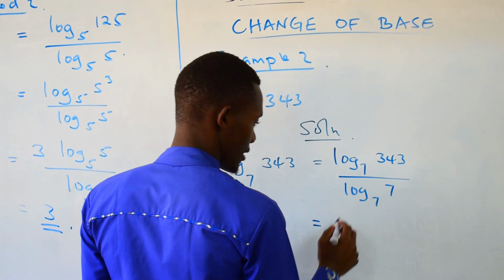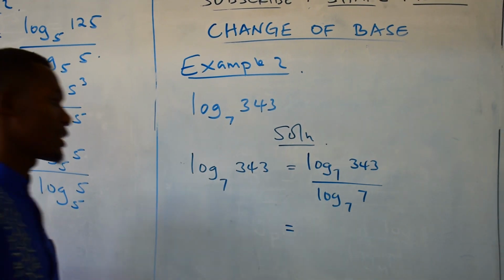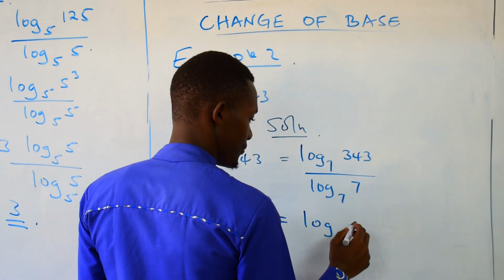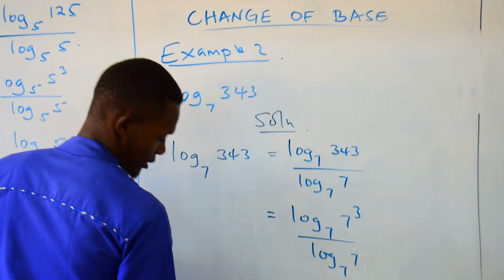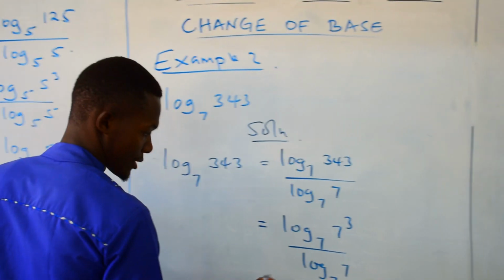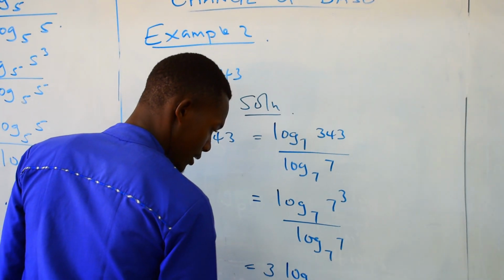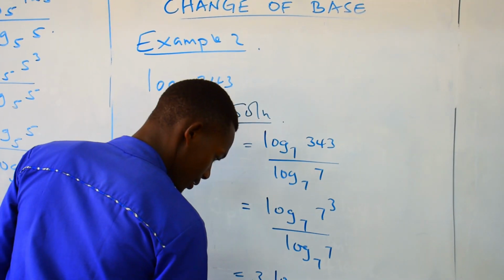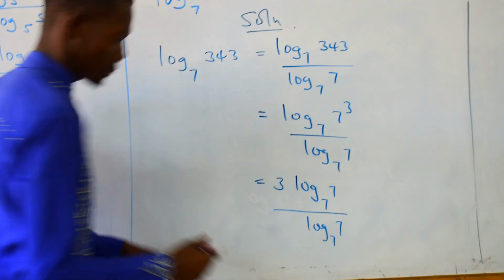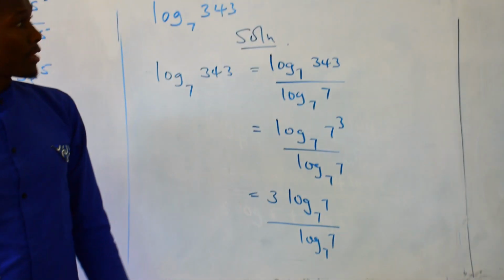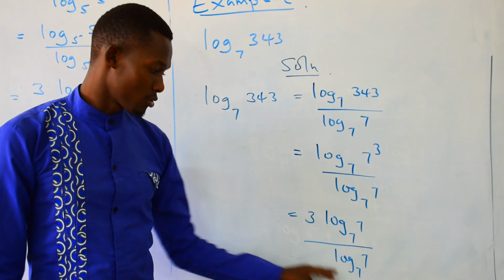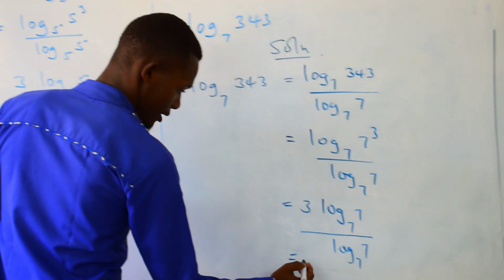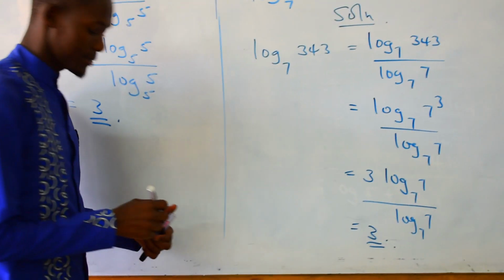This is the same as saying what? We have 343 can be written as 7 to power 3. So this one is log of 7 to power 3 over log of 7 to base 7. So this one is 3, dropping the power, and log of 7 to base 7 over log of 7 to base 7. Again, using the laws of logarithms, if you have the logarithm of a number which is the same as the base, this one simplifies to become 1, and this one becomes 1. So therefore, again, our solution there is 3.